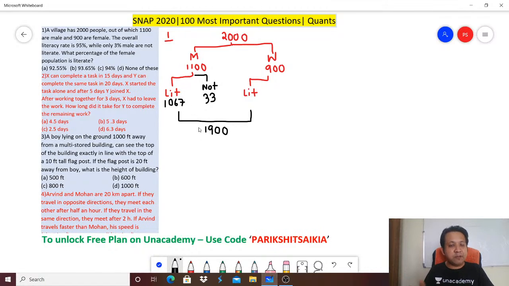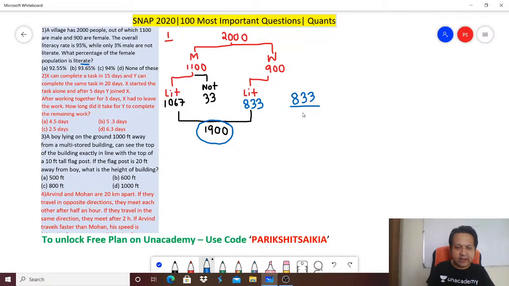So how many female literates are there? Can you see? Total literates are 1,900. So female literates must be 1,900 minus 1,067, which comes out to be 833. Now the question is asking what percent of the female population is literate. So your answer is 833 divided by 900 into 100. So how much is this? 92.55% will be your answer.